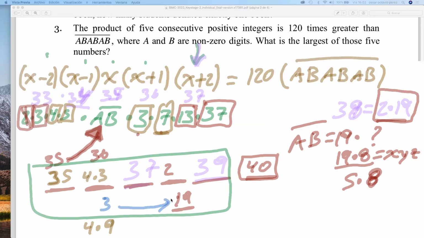AB must be 3 times 19. So 57. So we can use here the factor 3, and we can get 36, and we can use here the factor 19. Okay. Yes? Do you understand the idea? Sí.